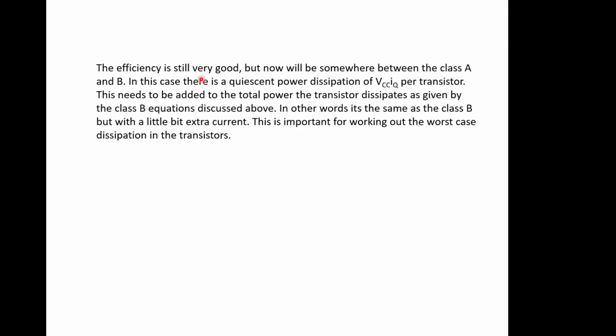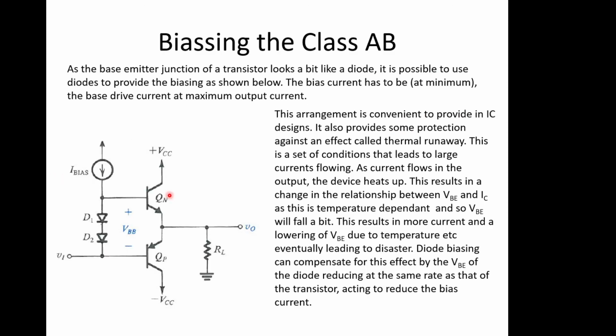So the efficiency is still very good in relative terms, and it's now going to be somewhere between the class A and the class B, and we will then also get some dissipation in the transistor, so we just have to make allowances for that if we think it's going to be significant, particularly if you're trying to work out the worst case design on these systems. And so to bias the class AB transistor, we know that this looks a bit like a diode, if we think back to whatever transistor courses we've done, and this obviously looks like another diode there. So we can actually quite simply do that by just placing two diodes in series.